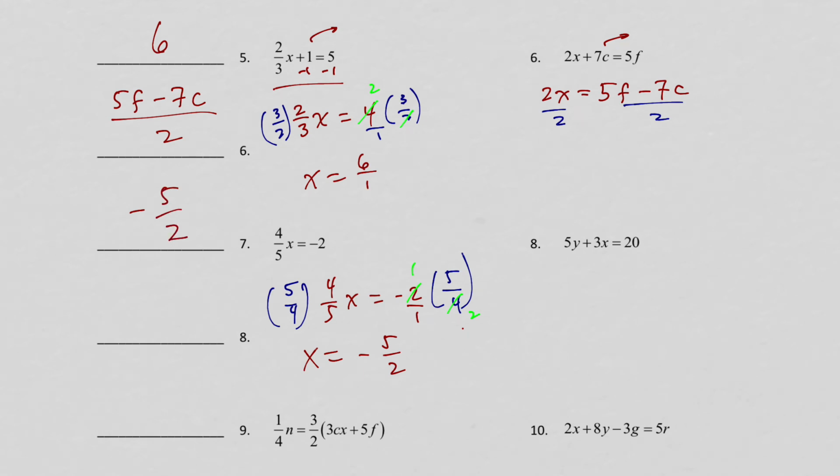On number 8, I'm going to move my 5y over, so I'll have 3x is equal to 20 minus 5y. And then I'll just divide each side by 3. And I'll get x is equal to 20 minus 5y all over 3. If you put negative 5y plus 20, that's perfect. In fact, that might be better, but either one is okay.